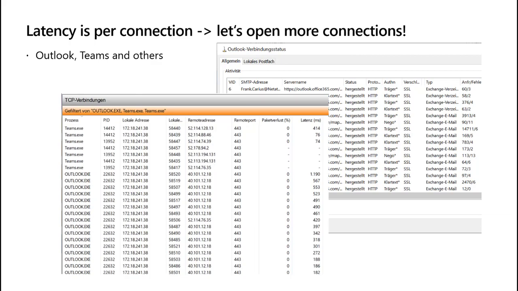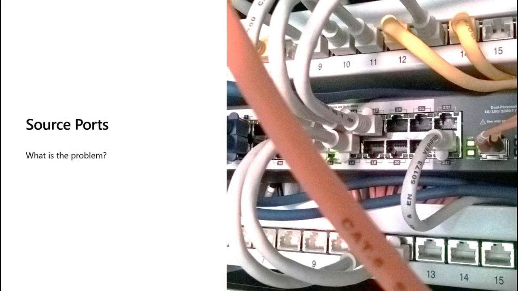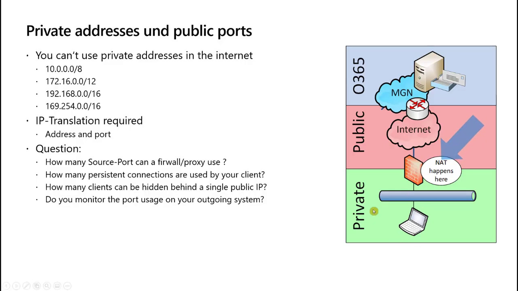If you use multiple connections, you run into another problem: source ports. If you're running your network and you have a private network, which is normally the case, and you have private IP addresses, then there must be some kind of translation from your private network to the public internet. So your private IP addresses are hidden behind one or two or three public IPs. And the first question is, how many source ports can a firewall use? And how many persistent connections are used by your clients?